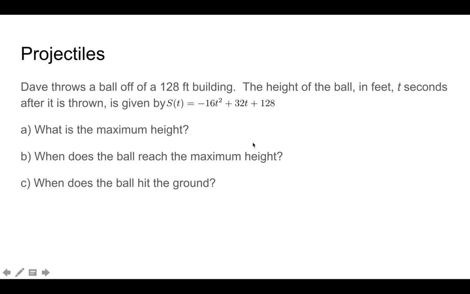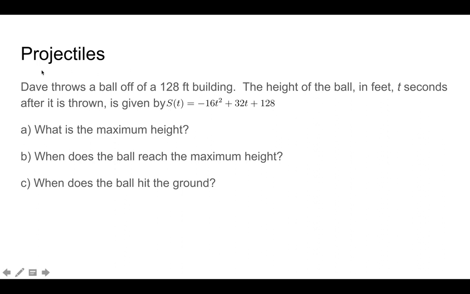Okay, my favorite application is the projectile problem. People throwing stuff up in the air and watching it fall, or rockets, or anything that goes up and comes back down is going to follow a quadratic. And we're always going to be maximizing that, looking for some maximum height.